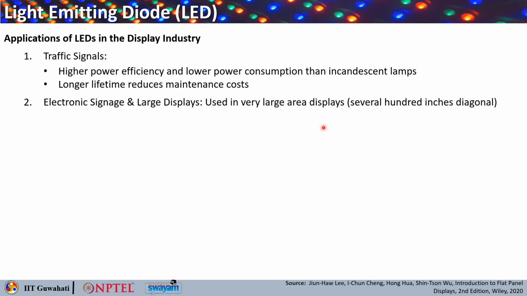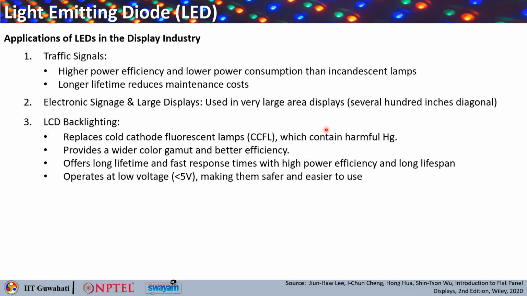So, they are basically used for very large area displays which are like several 100 inches diagonal, and the more popular usage of LED has almost reached every home, where it has replaced the CCFL lamps in LCD monitors or displays because they used to contain harmful mercury. Because of this, the LCD backlighting is now safe. They are able to provide wider color gamut and better efficiency.